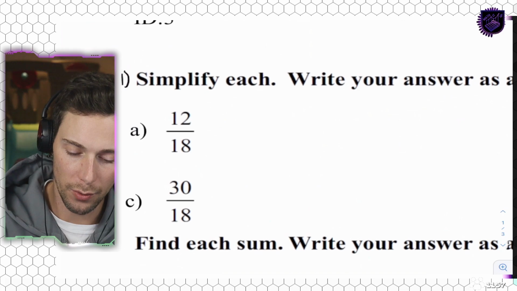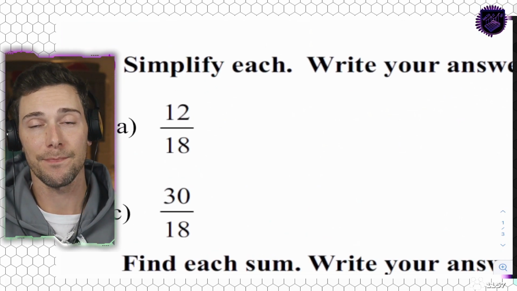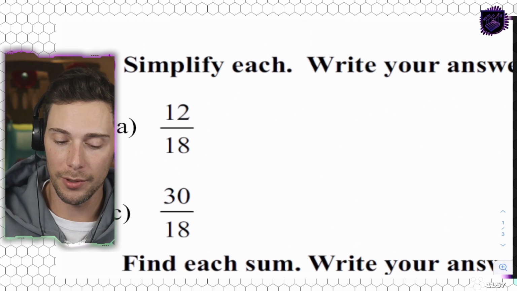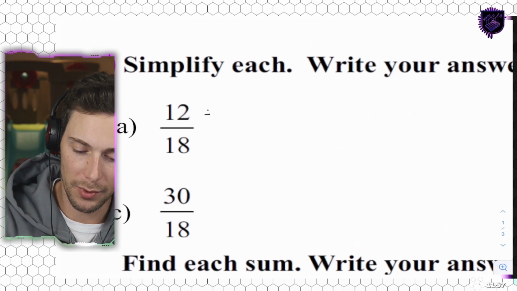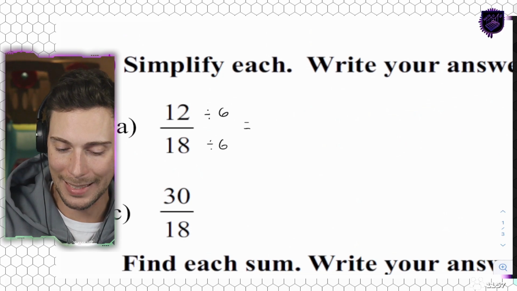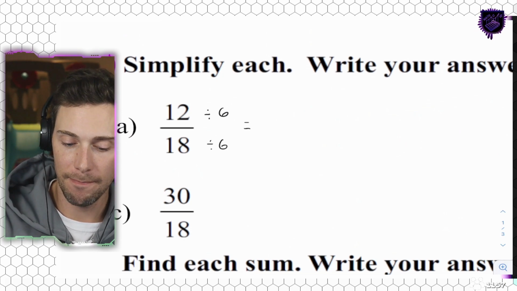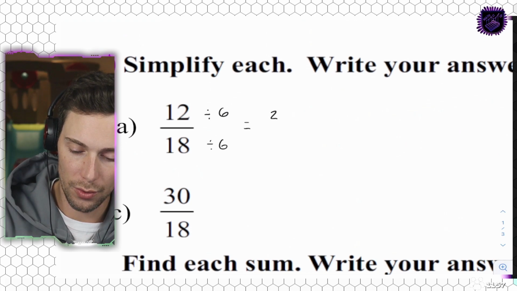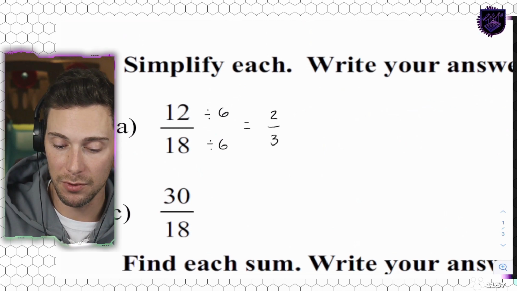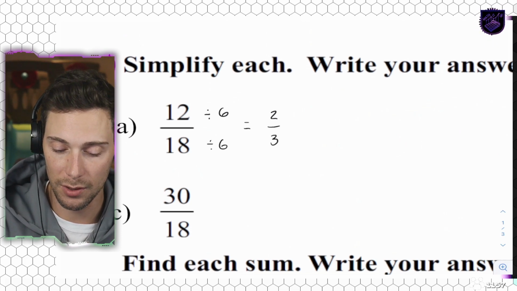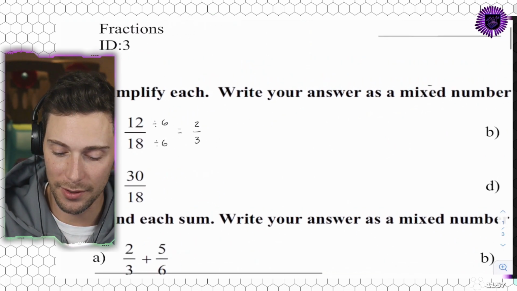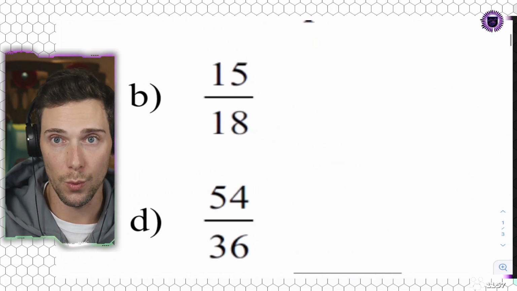So 1A, 12/18. Again, we're looking for the greatest common factor, the GCF. If you know your times tables, you know that the greatest common factor between these two numbers is going to be 6. If you divide the top and the bottom by 6, you're going to create an equivalent fraction that is going to be 2/3. 12 divided by 6 is 2, and 18 divided by 6 is 3. 2/3. Question 1B.